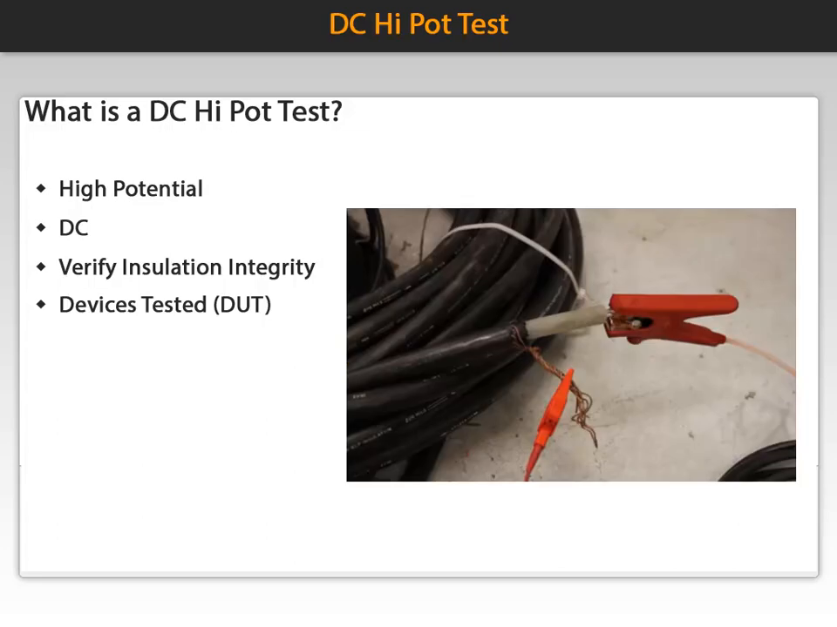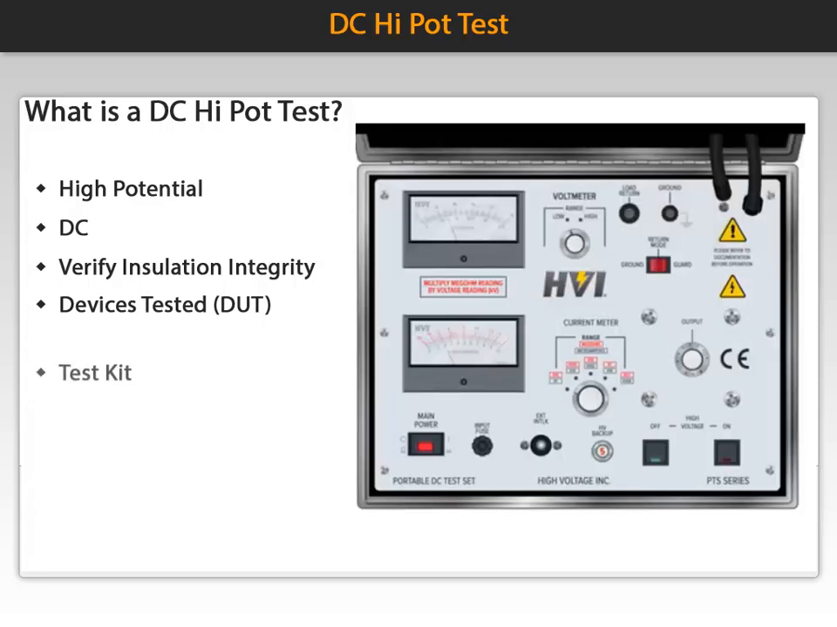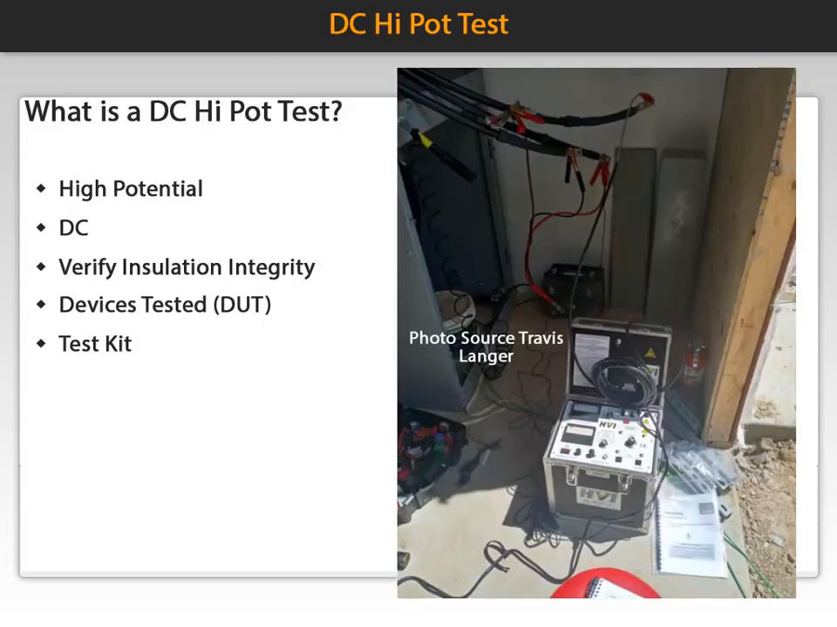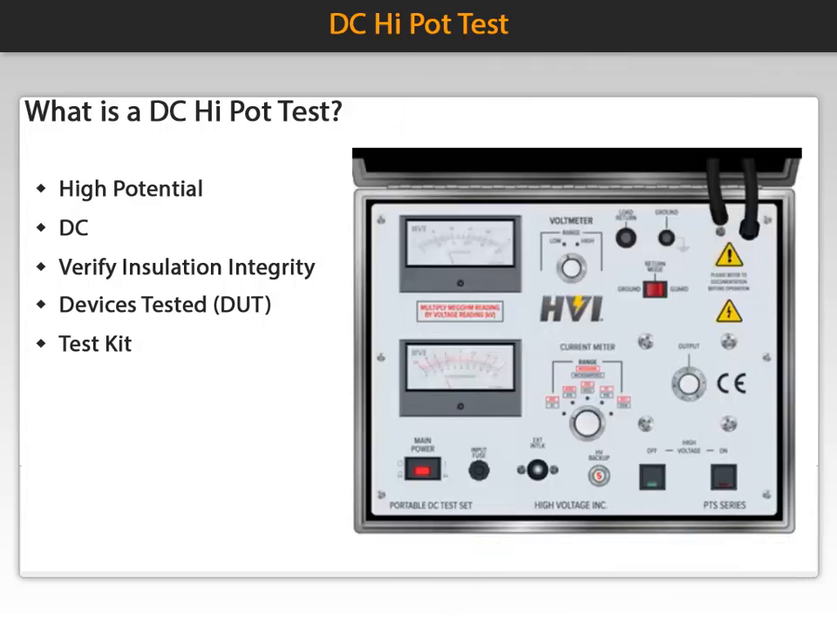High Voltage Incorporated makes a PTS series to perform this test task. These kits are portable and can easily be set up in the field, as seen here testing cables and switchgear. There are AC high-pot testers available, and some manufacturers can provide dual AC and DC high-pot instruments. In the next visual, we'll look at the basic features of the tester.